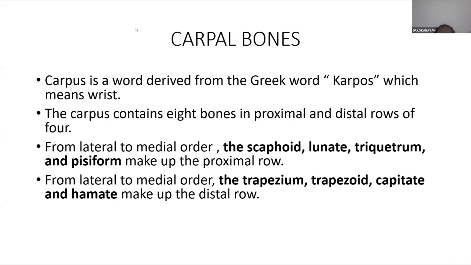Just a briefing about the carpal bones. The word carpus is derived from the Greek word meaning wrist. There is a proximal and distal row of carpal bones. From lateral to medial, they are scaphoid, lunate, triquetral, pisiform, and then in the distal row, trapezium, trapezoid, capitate, and hamate, from lateral to medial side.